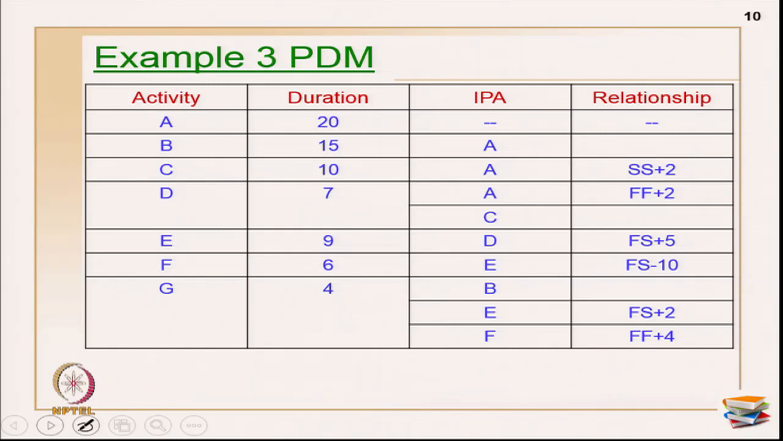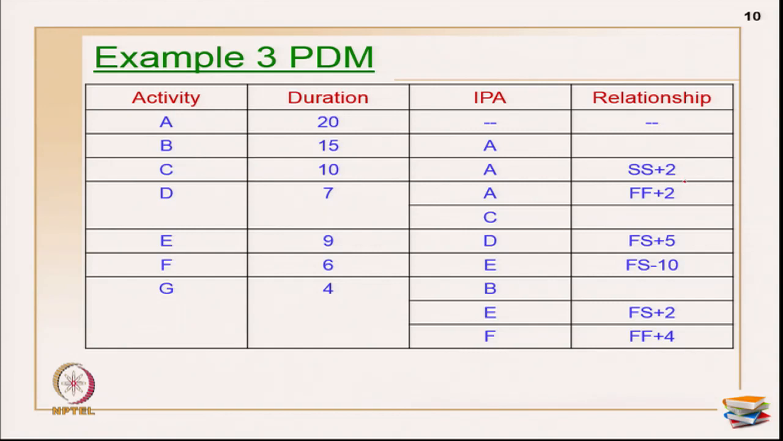Okay. Now, this is a simple hypothetical example I am going to use, so that I can show all the relationships and also explain. I have 7 activities here. Activity A, duration 20, no IPA and hence no relationship. Activity B, 15 days of duration, IPA is A.